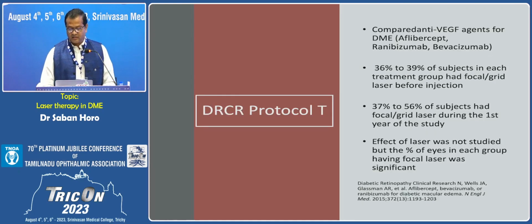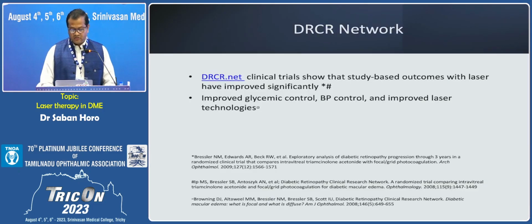DRCR Protocol T compared the 3 anti-VEGF agents: aflibercept, ranibizumab, and bevacizumab. It showed that 36 to 39% of the subjects in each treatment group had focal or grid laser before the injections, whereas 37 to 56% of subjects had focal or grid laser during the first year of the study itself. However, the effect of laser was not studied, but the number of eyes receiving laser was quite significant in all the groups. So DRCR network clinical trials show that the outcomes with laser have improved significantly.